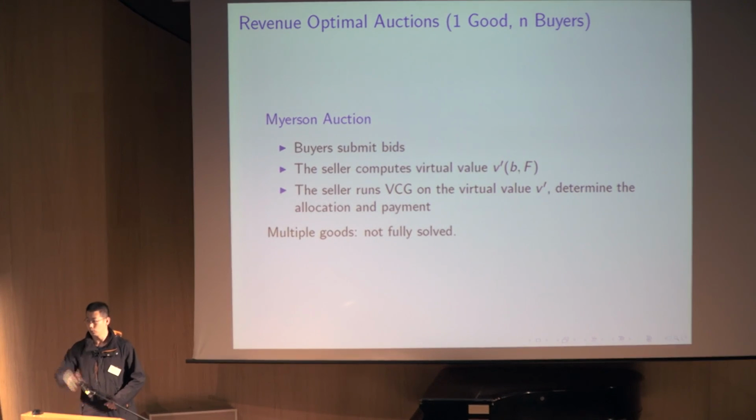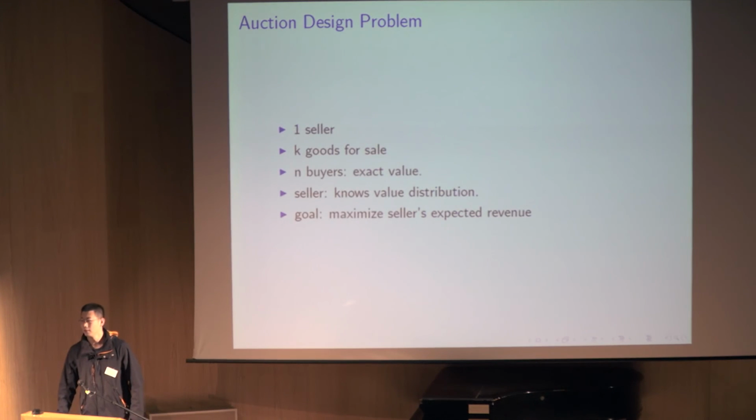Sorry, do the buyers have combinatorial valuations, or is it additive across goods? When you say they know their value, what does that mean? Oh, there's one good. What was the K? On the previous slide, there were K goods. It's just for the general problem. I will define the setting in the specific problem.